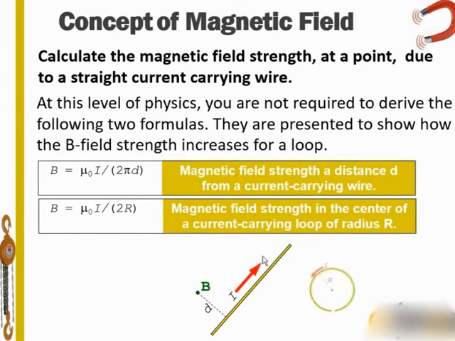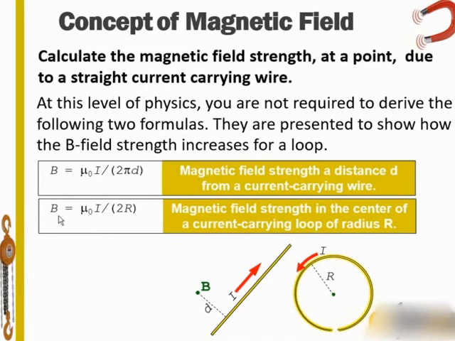In other words, if we were to take this wire and bend it into a loop, as in this part of the diagram on the right hand side, and say we wanted to determine the magnetic field strength in the center of this current carrying loop, and we know that the radius of this loop is r, then we can use this expression, which is a slight modification on the first one. The magnetic field strength in the center of a current carrying loop of radius r is given by this expression.